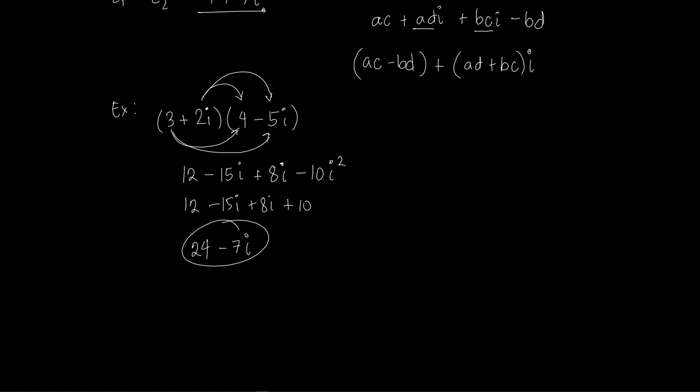Sir, dili 22. Dili 24. Uy, 22. That is 22 minus 7. Okay, so yung ato mag-multiply og complex number.